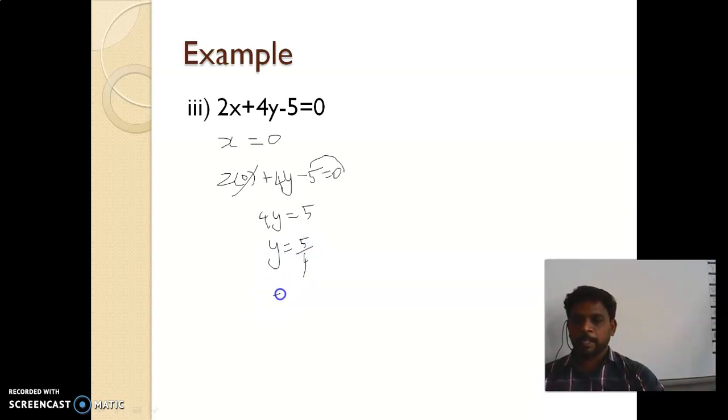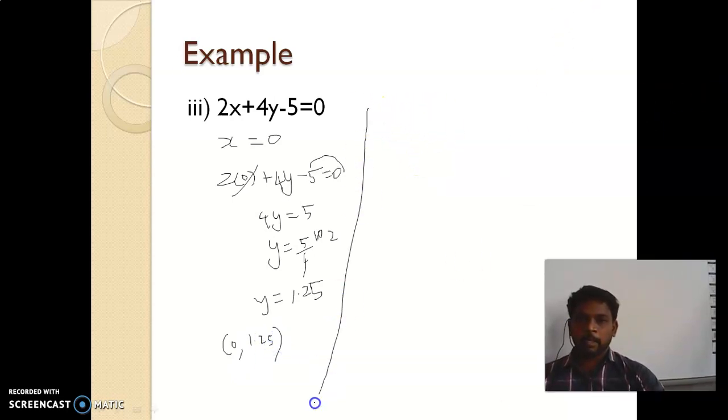When we divide it, what will happen? 1 4 is 4, remainder 1. Then 0 here, then 2 4s are 8, remainder 2, and 5 4s are 20. So 1.25. This is the y value. So what is the point here? x value 0 and y value 1.25. This is the first solution.